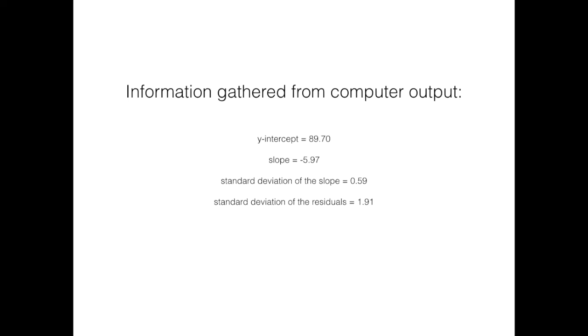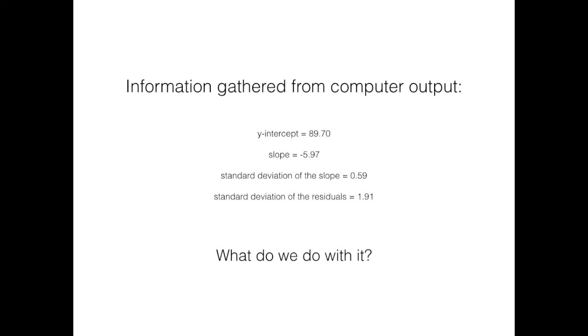So, what did we get from the computer output? We found the information that the y-intercept is equal to 89.7, the slope is negative 5.97, the standard deviation of the slope is 0.59, and the standard deviation of the residuals is 1.91. So what do we do with all of this information?